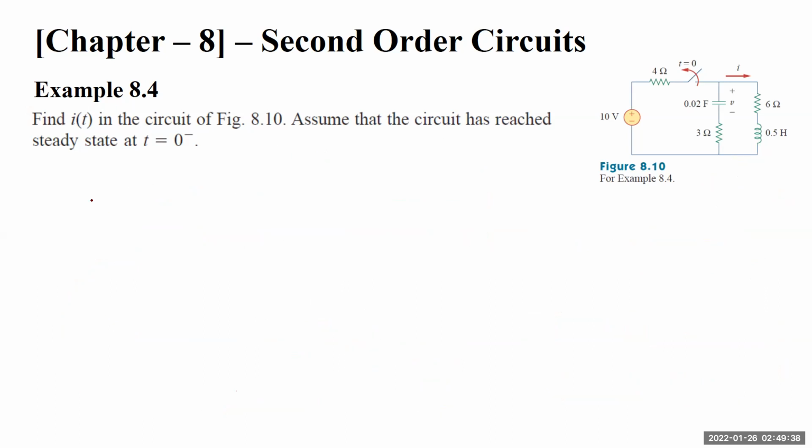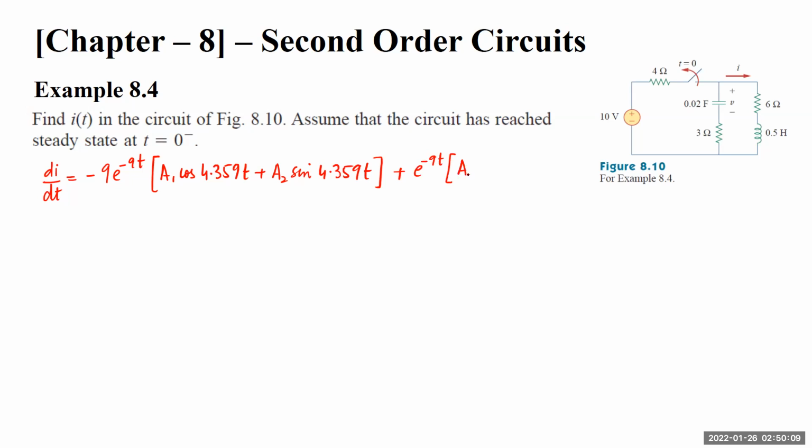Now solving this, we get, again I will write it for ease, di/dt equals minus 9 e raised to power minus 9t times a1 cos of 4.359t plus a2 sine of 4.359t, plus e raised to power minus 9t times, now I have to add, minus 4.359 a1 sine 4.359t plus 4.359 a2 cos of 4.359t. This is how it goes.